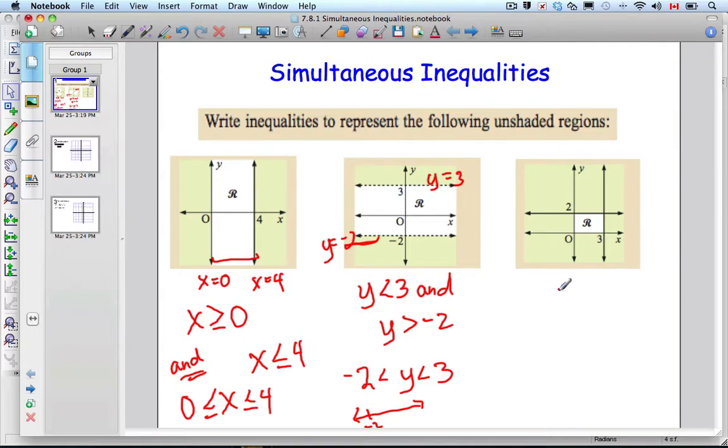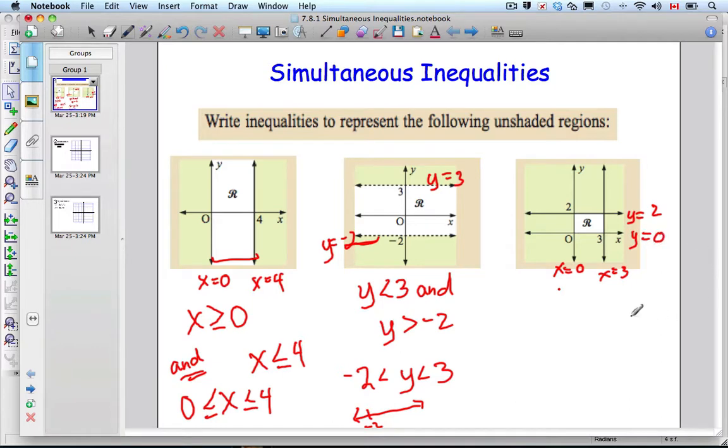Now this one's a little bit trickier. We got to have a whole bunch of things going on here. So we got a square region. Let's do vertical first. If we're looking at this vertical line here, it is going to be x equals 0. It's got to be x equals 3. The horizontal line that goes that way is y equals 2, and down here, y is 0.